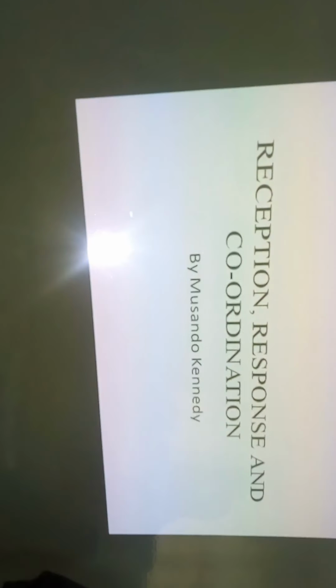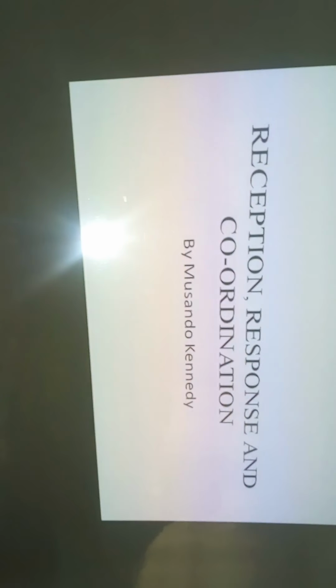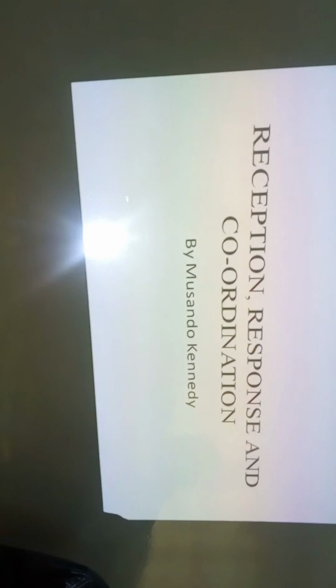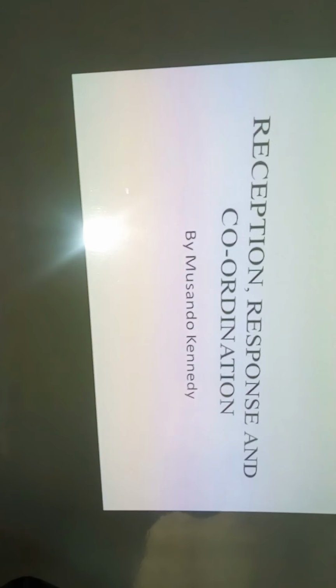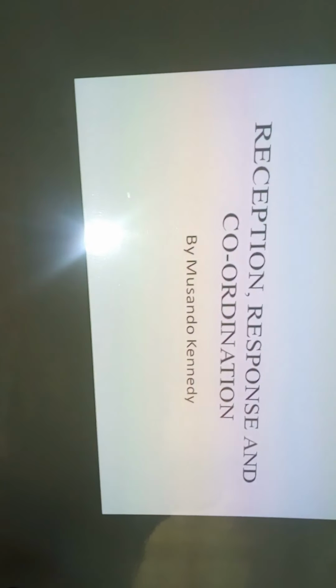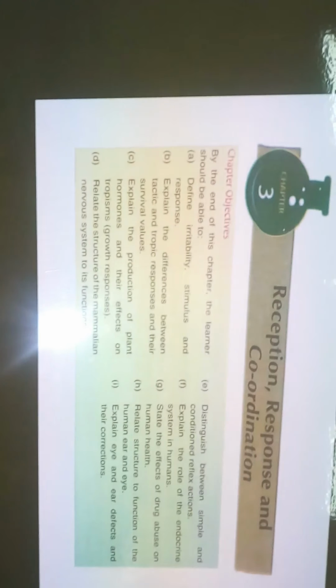Our topic today is reception, response, and coordination. The facilitator of the lesson, Musando Kennedy. Feel most welcome. The objectives of the topic.